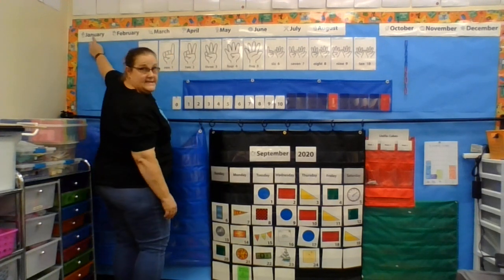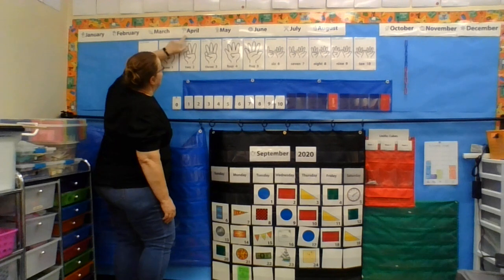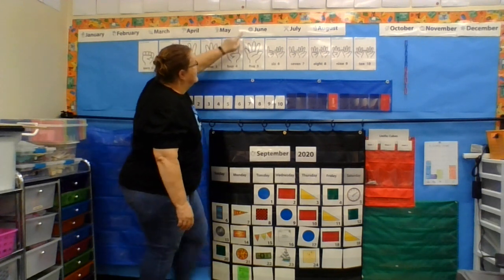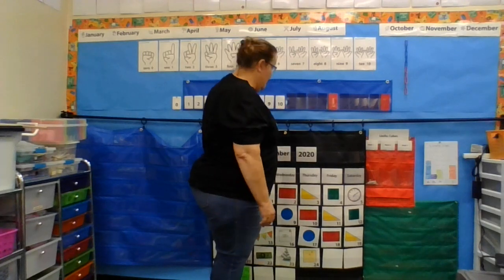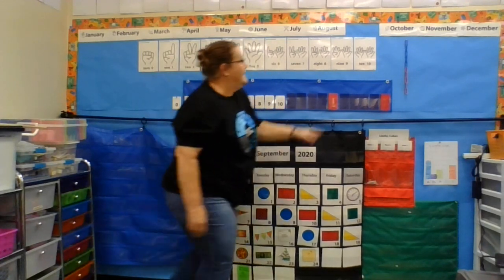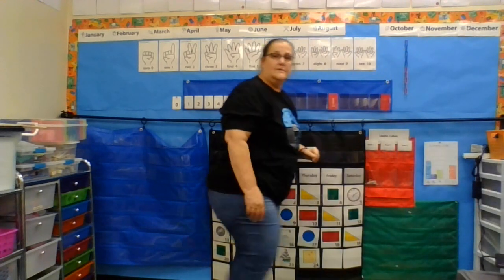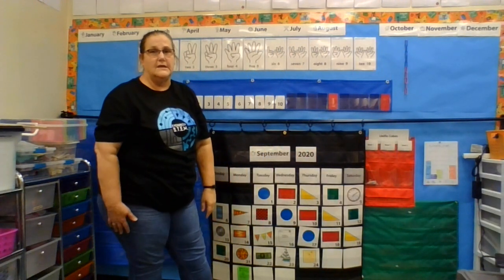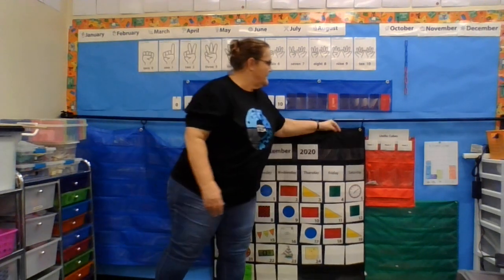But here is January, February, March, April, May, June, July, August, September, October, November, December. Those are the months of the year. Now days of the week. Ready to swing our arms and clap?